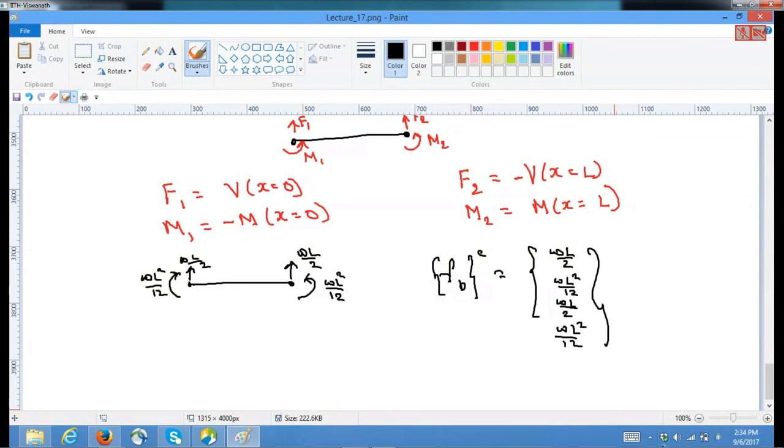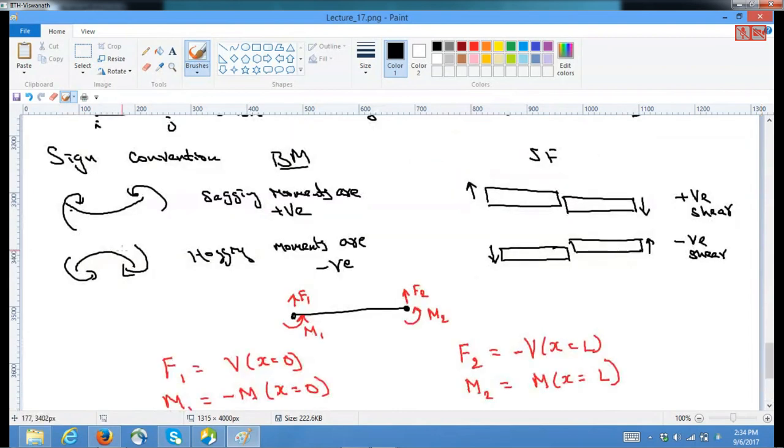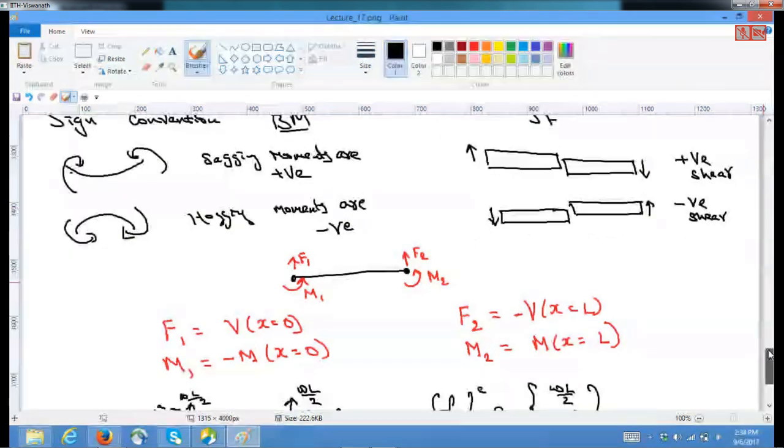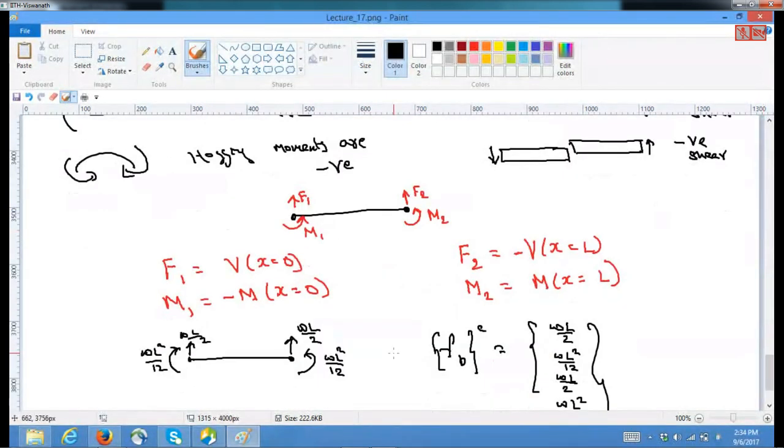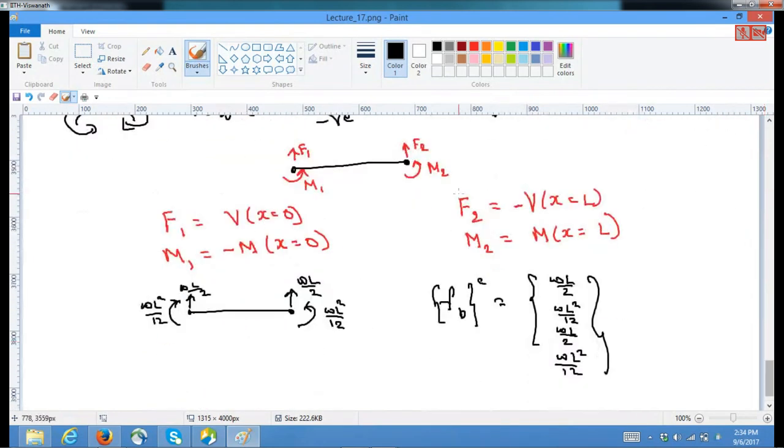So let's see the convention. Sagging moments are positive, so on both sides I have a sagging moment, and I have to put it in that manner. The forces are in the direction which I've taken to be positive for both cases. That is with respect to shear force, but in both cases the loads are in the direction as it is.